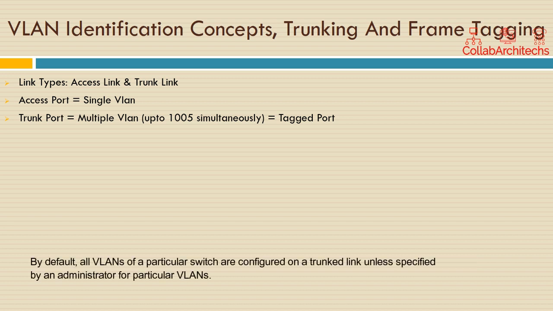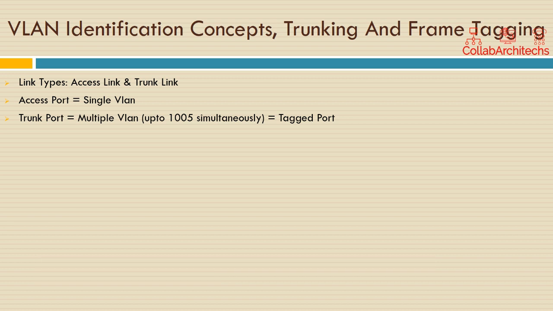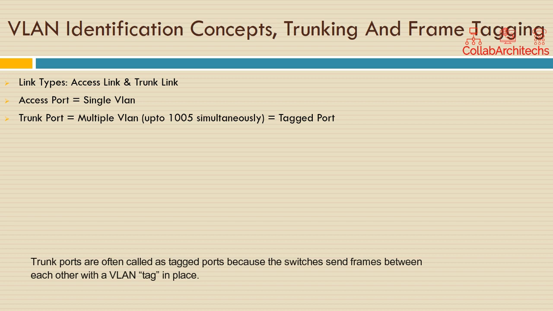By default, all VLANs of a particular switch are configured on a trunk link unless specified by an administrator for particular VLANs. Trunk ports are often called tagged ports because the switches send frames between each other with their VLAN tagged in place.